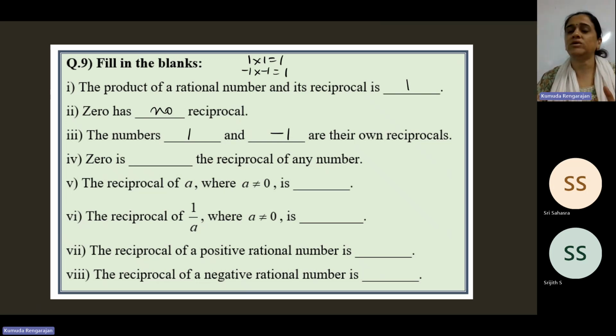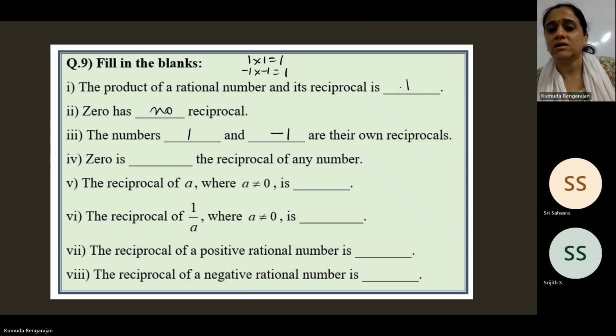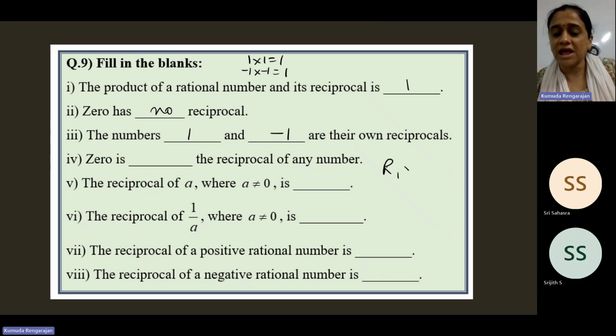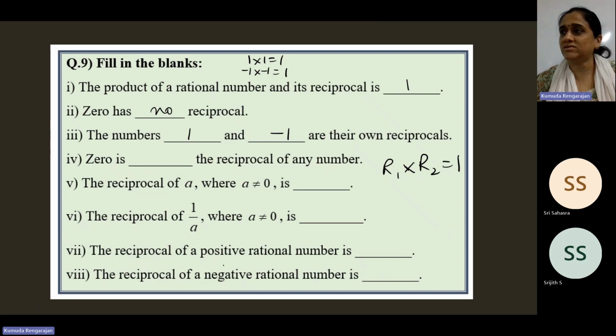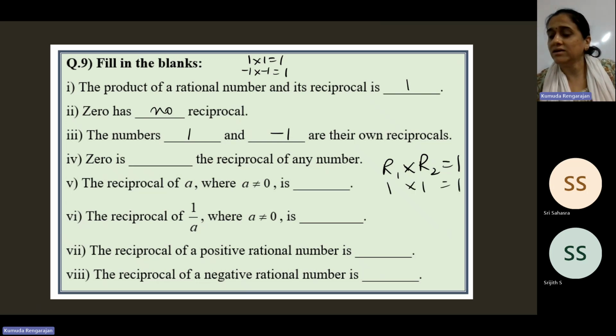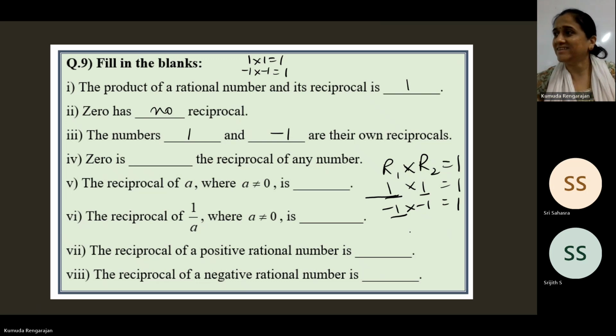How do you understand reciprocals? Rational number 1 into rational number 2 should be 1. That means they are reciprocals. So what is 1 into 1? 1. And what is -1 into -1? 1. So 1 is the reciprocal of 1 and -1 is its own reciprocal.